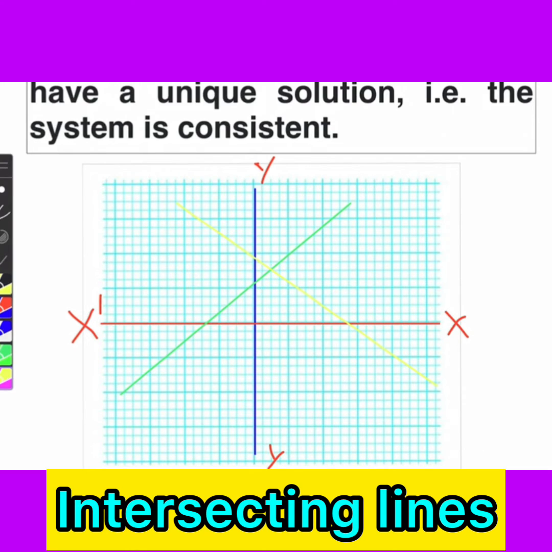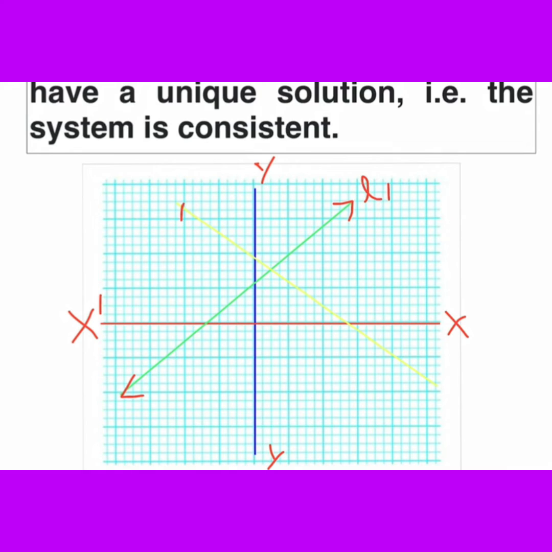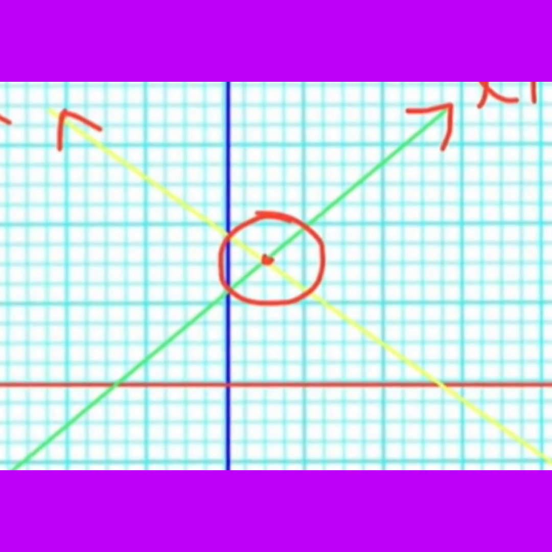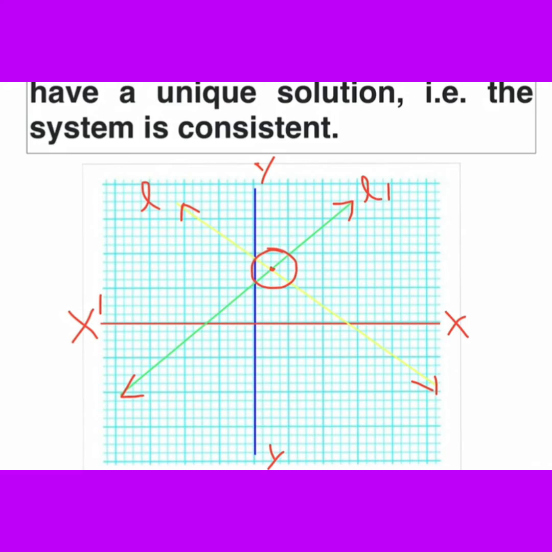Let us say this is the line for equation number 1 and this is the line for equation number 2. So this intersection point shows the solution, that is the graphical solution, and it means this is a unique solution and the system is consistent. Okay, now moving to the next one.